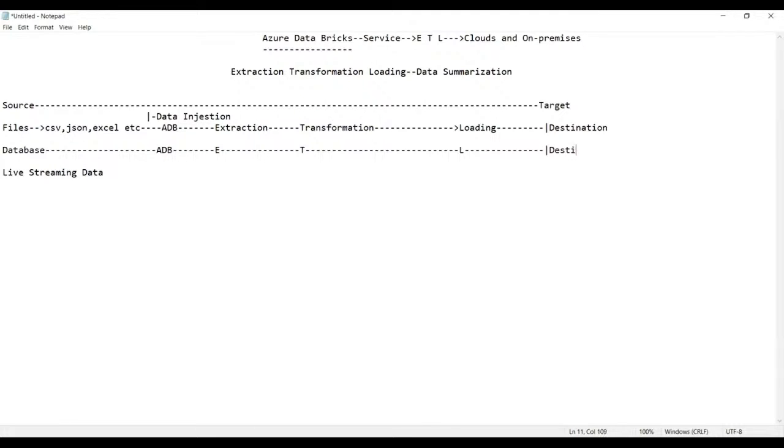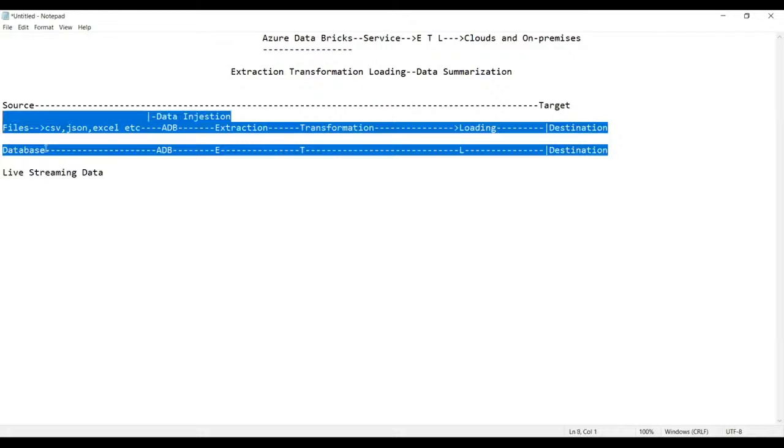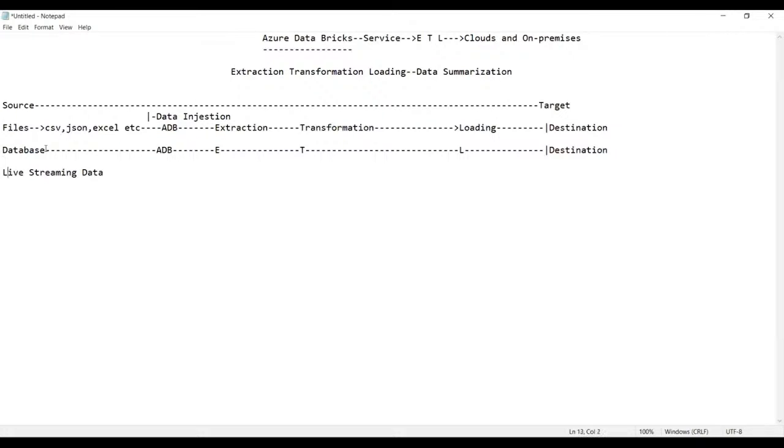Guys, destination is nothing but the actual target you have. Getting my point, all of you? And now even from live streaming, if you want to pull in the data the same way, we use ADB, Azure Databricks.